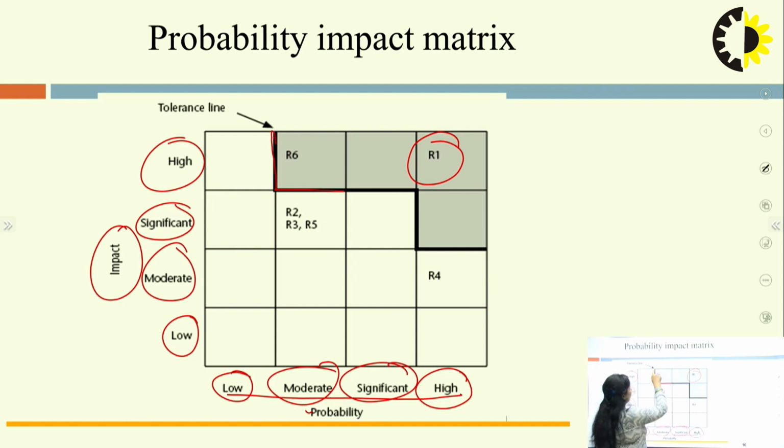So based on it, we will calculate this tolerance line. This tolerance line is decided based on the experience of the project managers or the developers. So they will identify this tolerance line. All the risks which fall below this particular tolerance line will be taken care of easily when we are making the system. But all the risks that fall above the tolerance line need to be taken care of before starting the system. So this is the probability impact matrix.